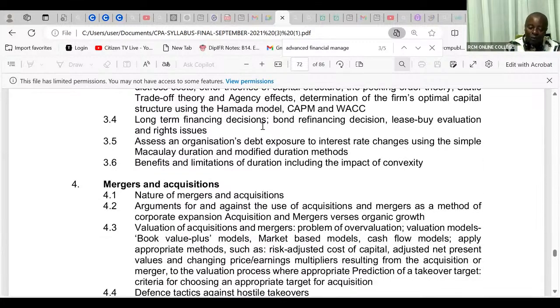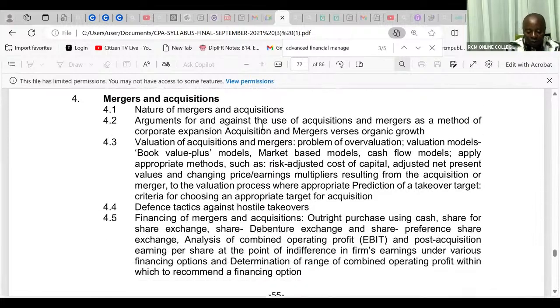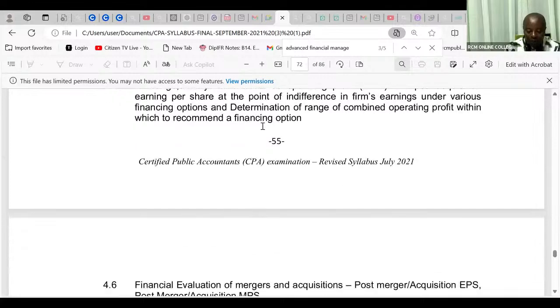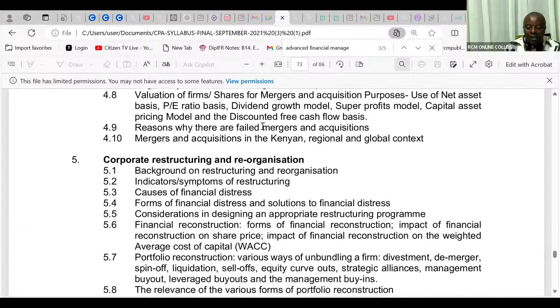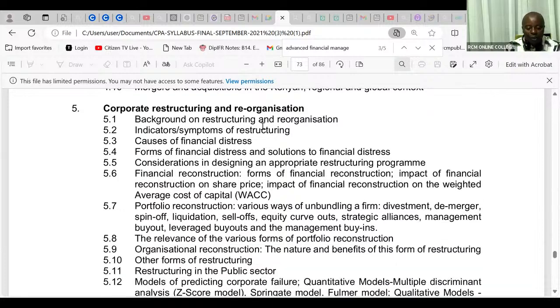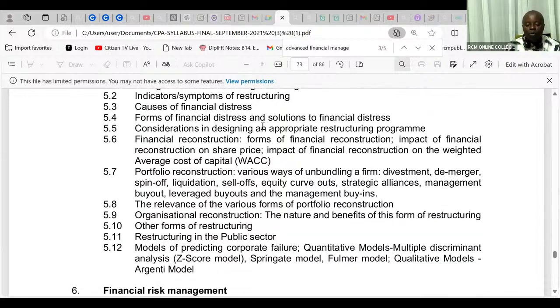So we have mergers and acquisitions. These have been explained, what they mean. We shall be looking at how to value them. Very, very important. Corporate restructuring and reorganization: background on restructuring and reorganization, indicators, cost of financial distress, etc. Like how do you raise money through sell-offs, spin-offs, etc.